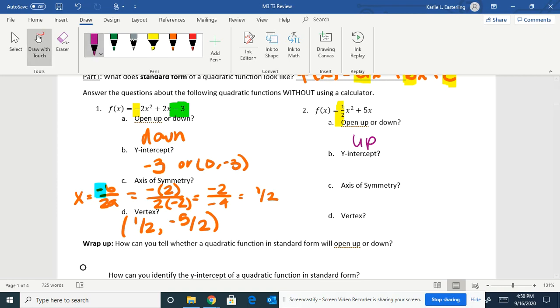Our y-intercept this time, so our c value here is 0, because remember we can add on 0 to anything and it's not going to change it. So our y-intercept is at 0, 0, or you can also just tell me 0. I will take both of those. Axis of symmetry here, again, it's that x equals negative b divided by 2a. So that negative b is going to be negative times 5 and 2 times 1/2, which is going to give us negative 5 divided by 1. And then my final answer there will be negative 5.